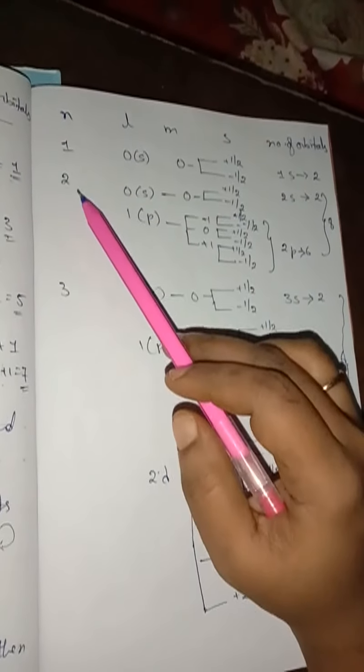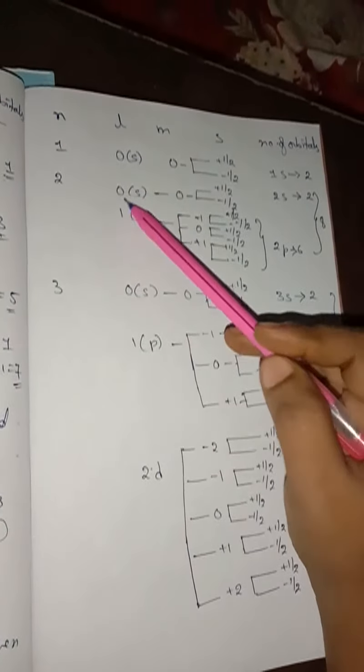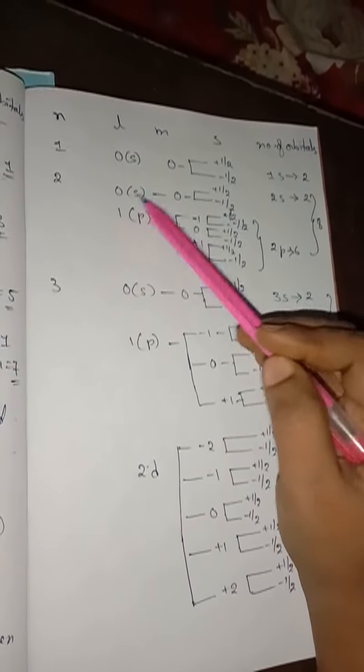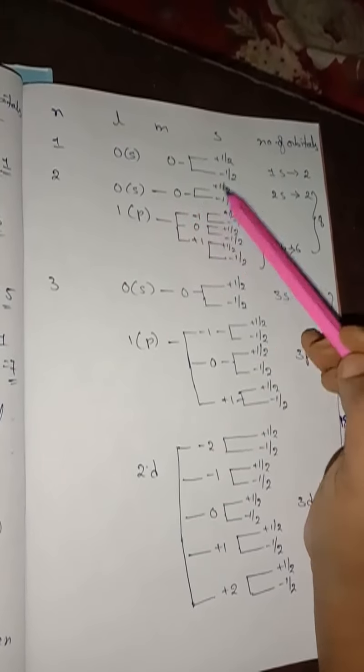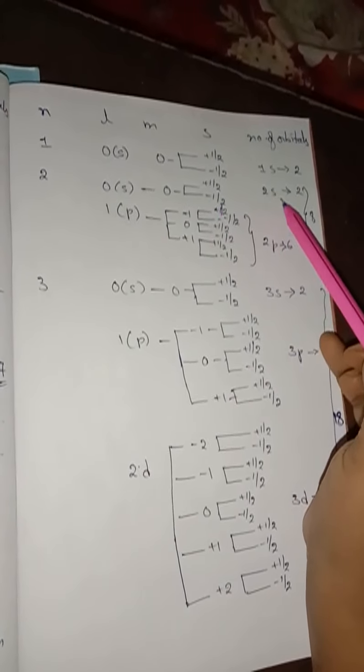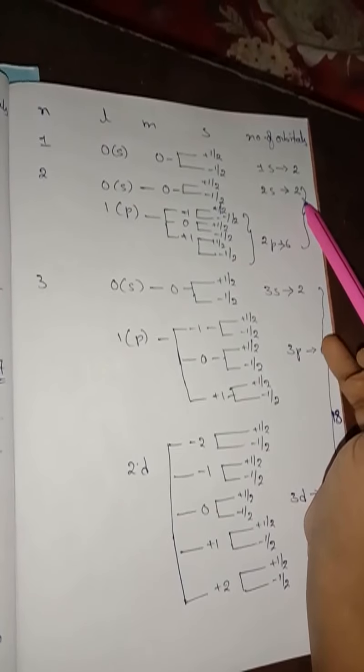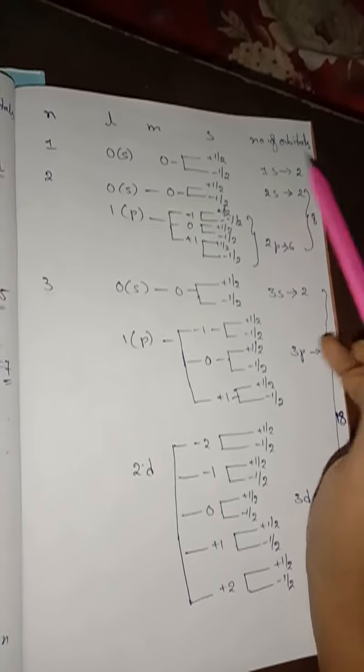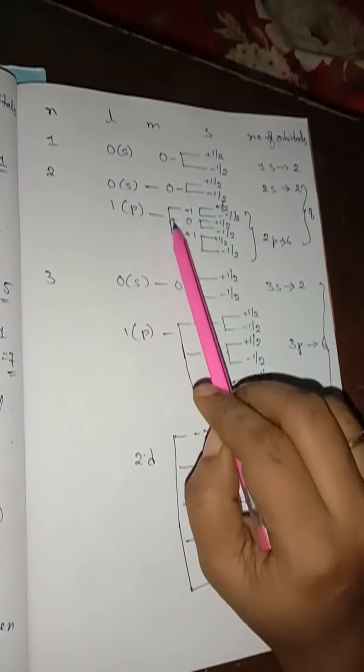Next, when n equals 2, l equals 0 and 1. 0 means the s subshell and 1 means the p subshell. For s, m equals 0 and the values are plus half, minus half. That is 2s, which can accommodate 2 electrons in the second orbit. And next is 2p. For p, 3 orbitals will be there: minus 1, 0, plus 1.